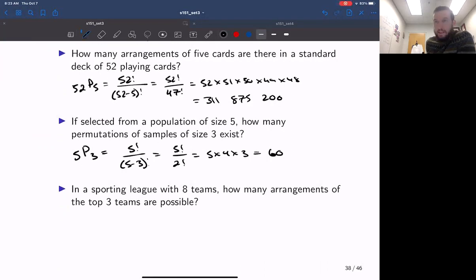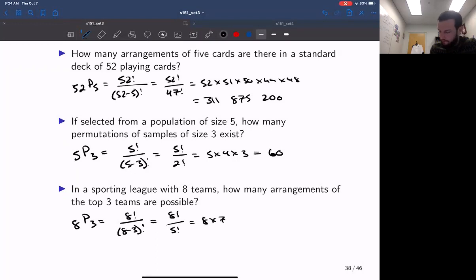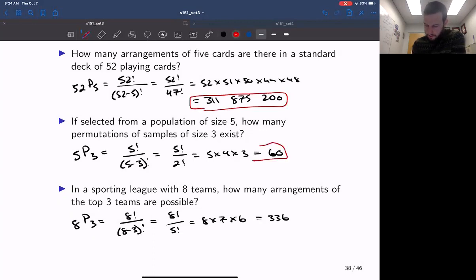In a sporting league with 8 teams, how many arrangements of the top 3 teams are possible? Assuming no ties, of course. So we would have 8P3. This is 8 factorial over 8 minus 3 factorial. This is 8 factorial over 5 factorial, which is 8 times 7 times 6, which is going to be equal to 336. All right. Any questions?